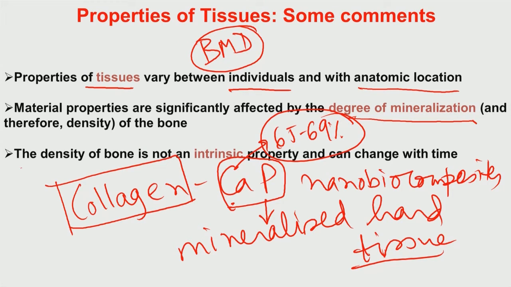And then the density of the bone, which largely depends on the calcium phosphate content in the bone, is not an intrinsic property and it changes with time, and that is what I just mentioned, that in older human patients this density decreases. In other words, this calcium phosphate content in the bone decreases, therefore, they are much more fragile.